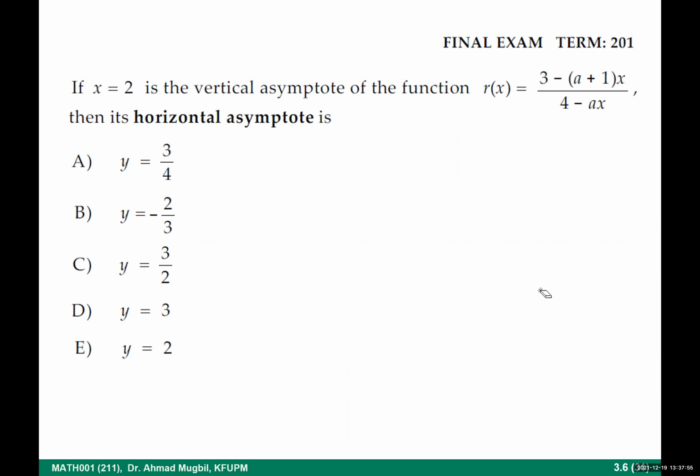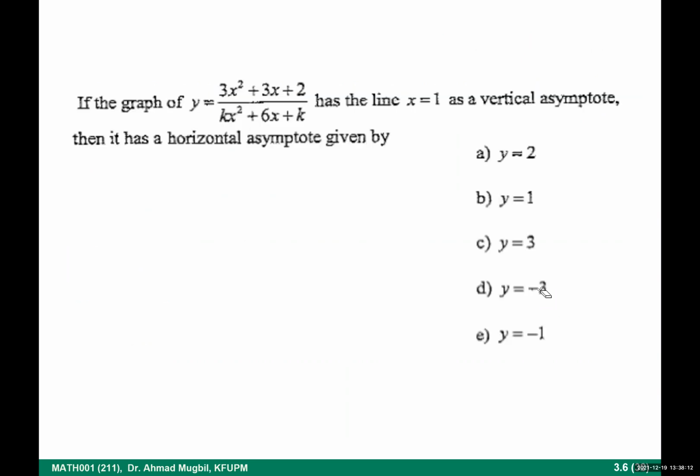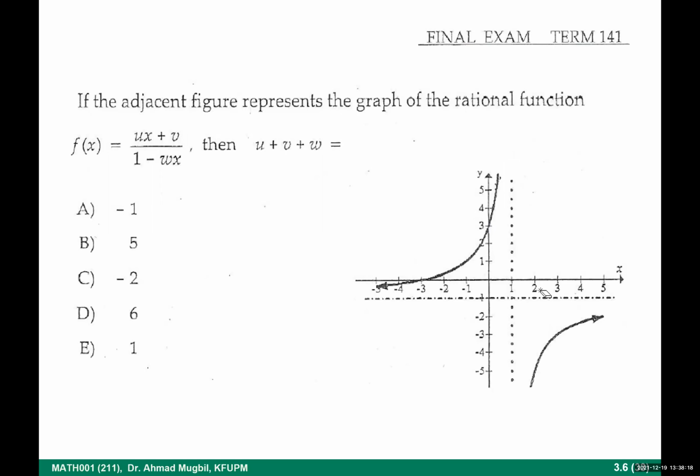Look at the old exam and you can see, Shabab, that most of the ideas are coming from where? From the recitation exercises. If x equals 2 is the vertical asymptote, then what is the horizontal? He can give you the horizontal and ask you for the vertical the same way. Here he gives you the vertical and asks about the horizontal. What about this one?